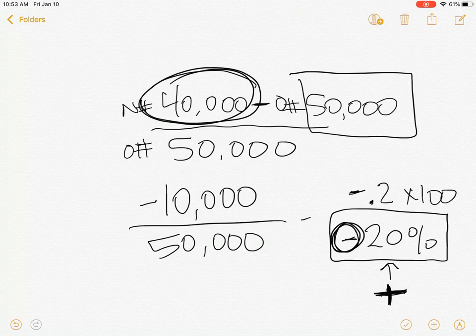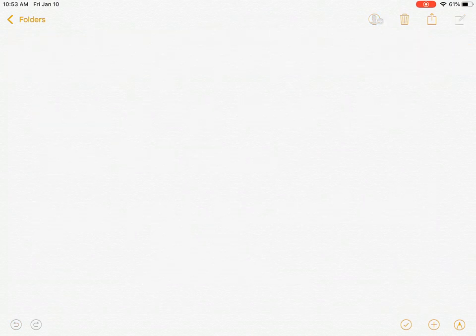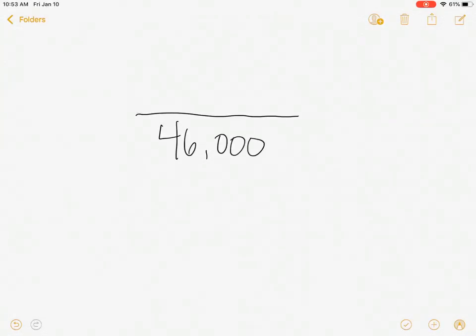Make sense? Let's do one more. So let's say that we budgeted $46,000 for microfilm in the month of May. And when we sent our microfilm off, we spent $48,000. Okay?